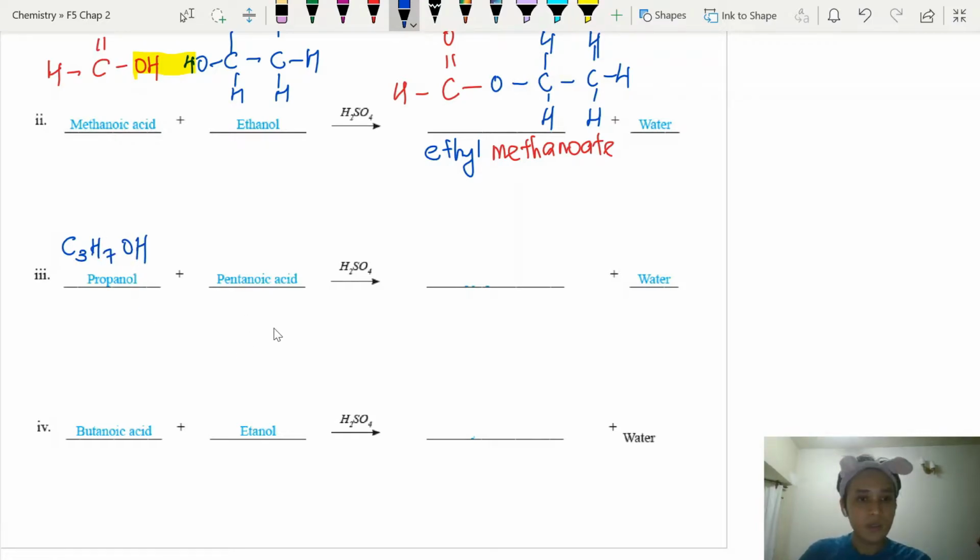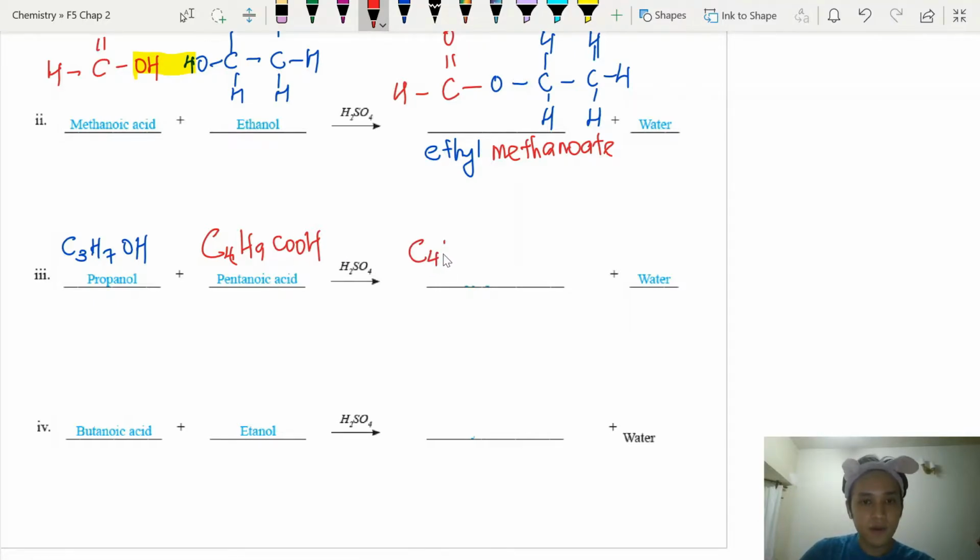C3H7OH. Pentanoic acid, so a 5 carbon acid. Here, C4H9COOH. 4 carbons plus 1 here, so it's 5 carbons. Let me just use a different color so it will be more clear for you. C4H9COOH. Remember, combine, remove the OH.